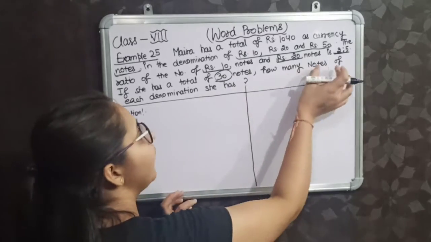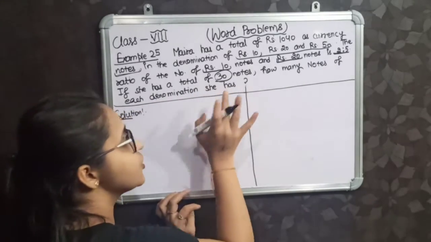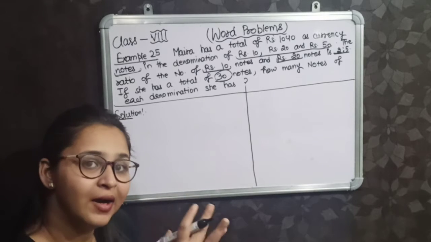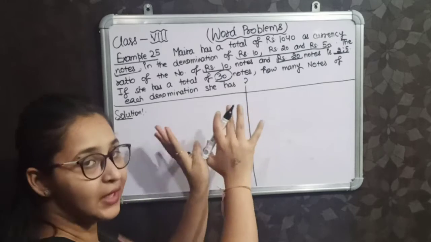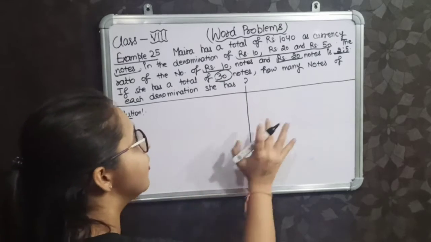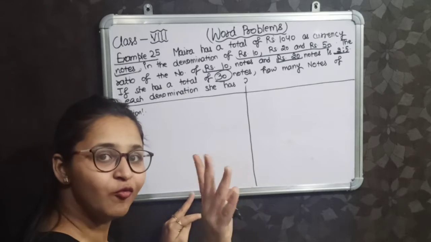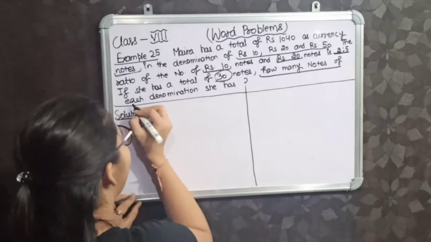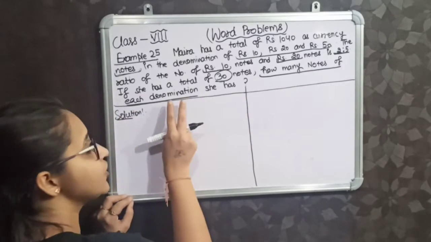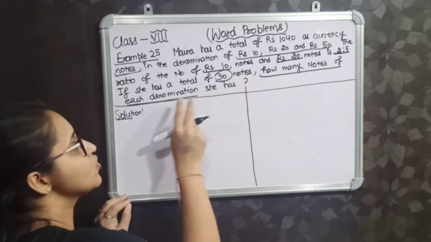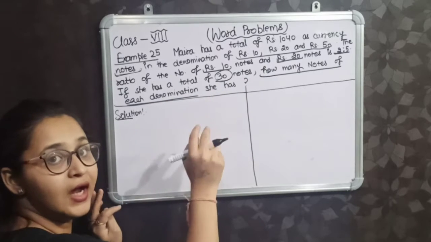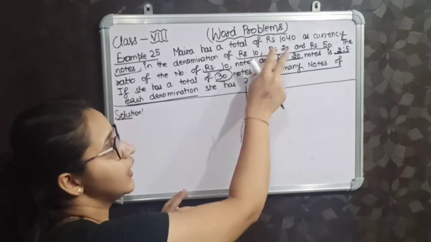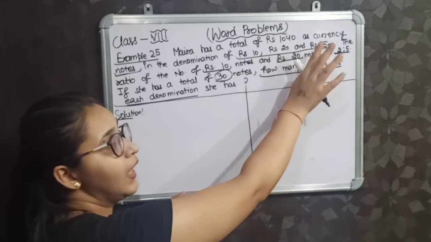How many notes of each denomination does she have? It is a long question, I know, but it will be very easy. We will break this question into parts. First of all, what do you have to find? You have to find how many notes of each denomination. Denomination means value. So how many notes of each value does she have? And you know from this statement there are three types of notes: 10, 20 and 50.